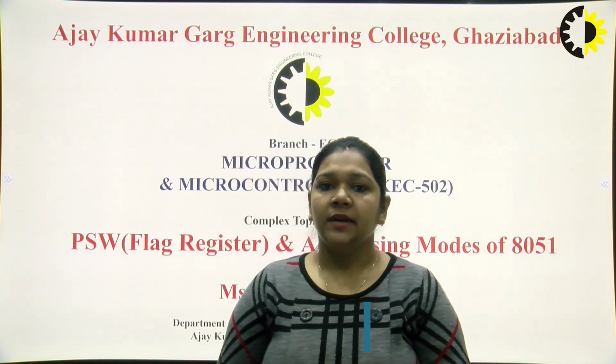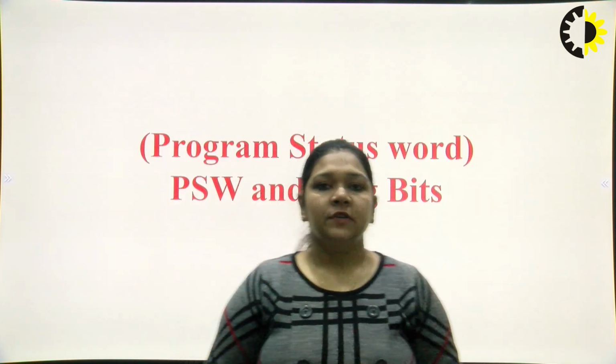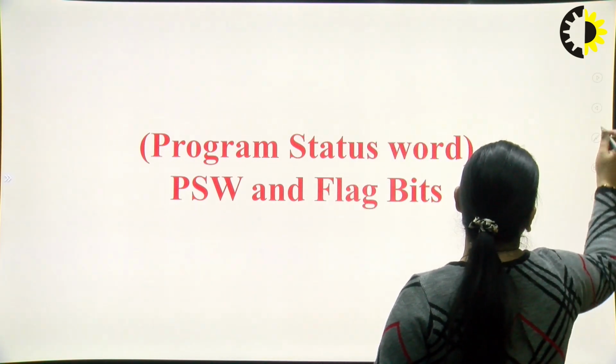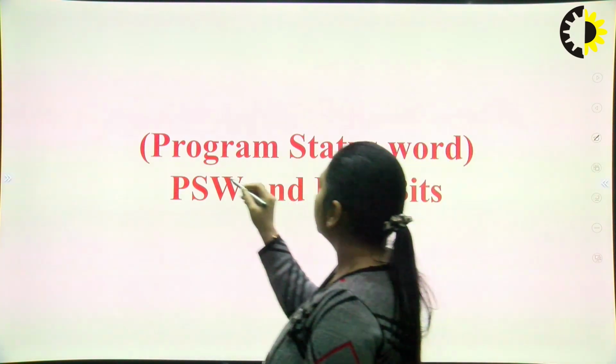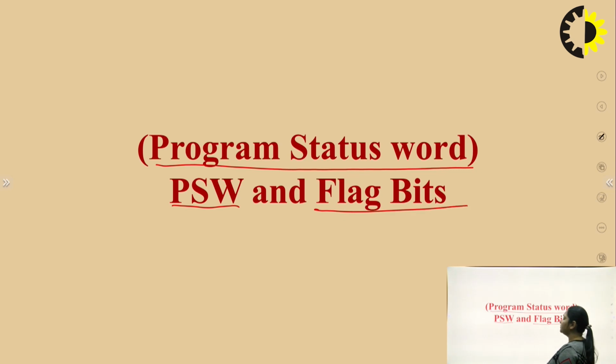So today we are going to cover our complex topic number 5, that is program status word and addressing modes of 8051. So first of all, what is program status word? Program status word, that is known as PSW also. It is just the flag register. It is the second name of the flag register.